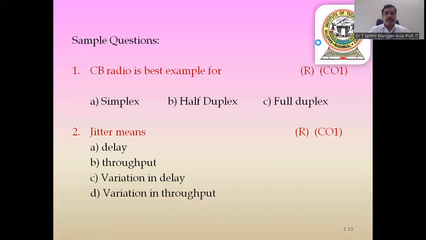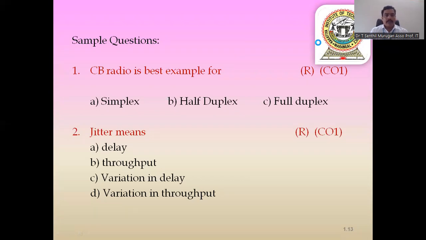So these are the sample questions for your thinking capacity. You just think and say the answer. First question, CB radio is best example for. Okay. So radio is best example for simplex communication. Okay. What is simplex? One-way direction. From satellite to people, we are receivers, that radio will deliver the information to us. We are not able to reply to satellites. Okay, that is simplex mode.